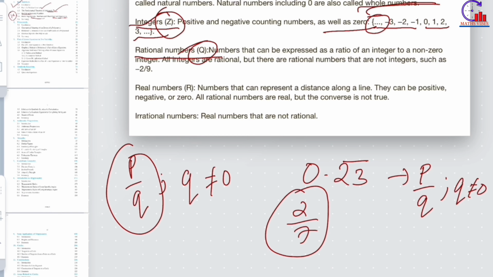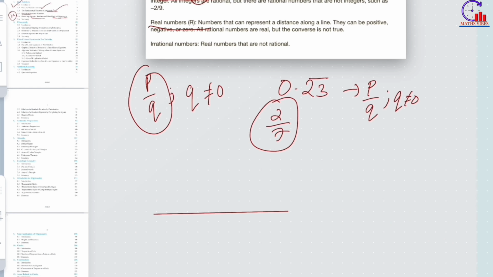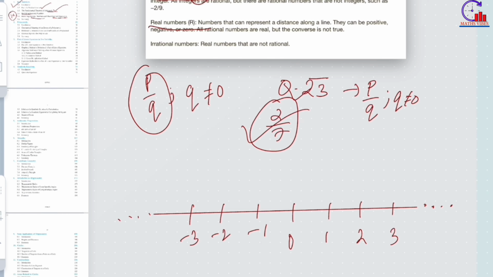Okay, so next numbers are real numbers, the numbers which we can find on a number line. Okay, this is the number line: 0, 1, 2, 3 and it goes up to infinity. Similarly, on the left hand side it goes up to minus infinity. So the numbers 2 by 7, 0.23 bar, numbers like √2, which is an irrational number and also a real number, right? So we can find all these types of numbers on a number line.